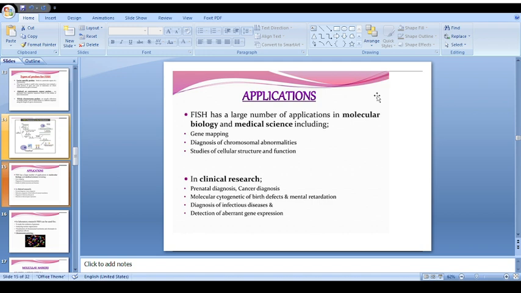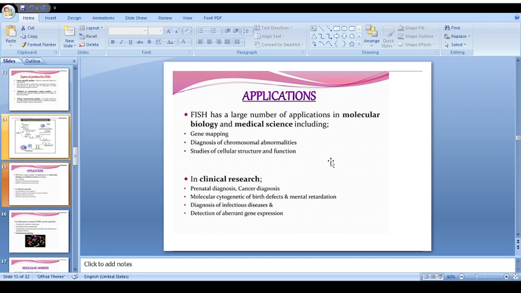FISH has a large number of applications in molecular biology and medical science. It is useful in gene mapping, diagnosis of chromosomal abnormalities, and the study of cellular structure and function. In clinical research, it is especially used in prenatal diagnosis and cancer diagnosis, and it is also useful in identifying molecular cytogenetic birth defects and mental retardation in children, diagnosis of infectious diseases, and detection of aberrant gene expression.